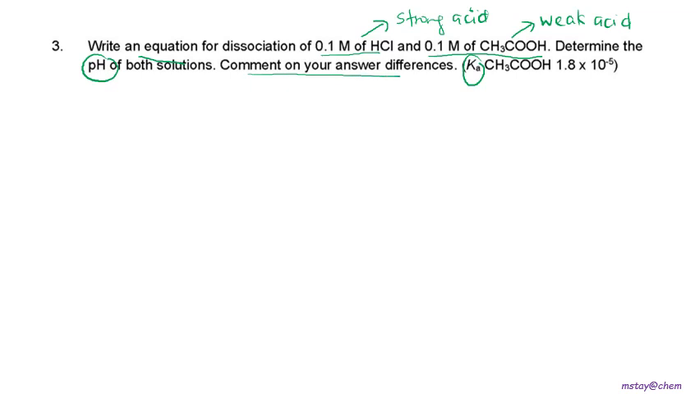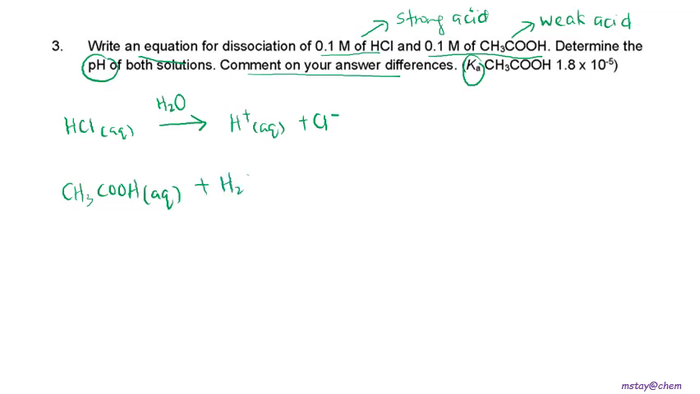So let's start with the first part. We write the equation. Because HCl is a strong acid, it will dissociate completely. A one-way arrow, or forward arrow, is used to produce H+ and also Cl negative. We always write the H2O above the arrow for the strong acid, while for the other equation, CH3COOH, which is the weak acid, we will dissolve it in water.